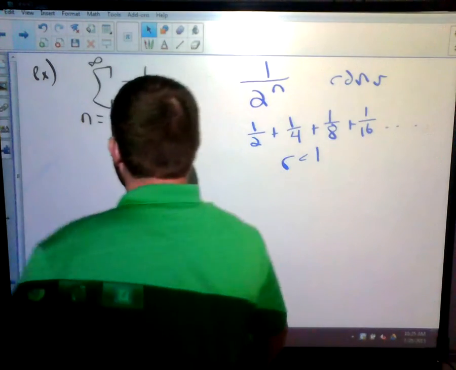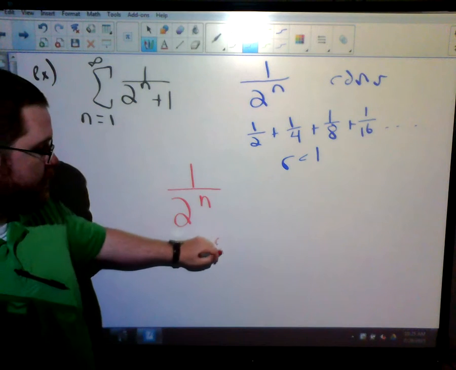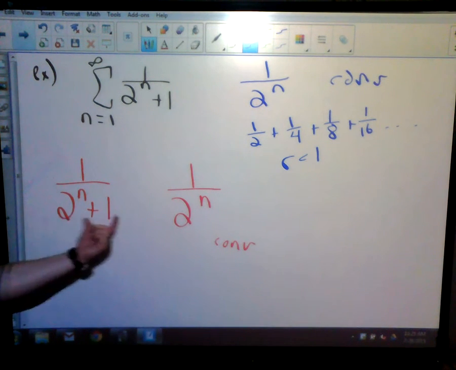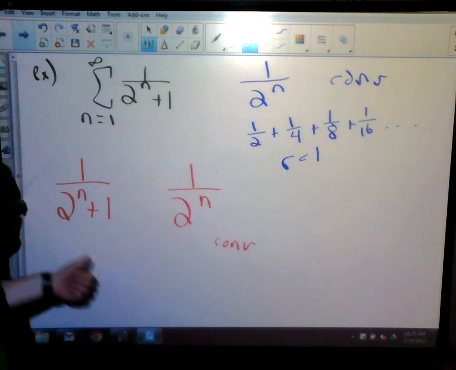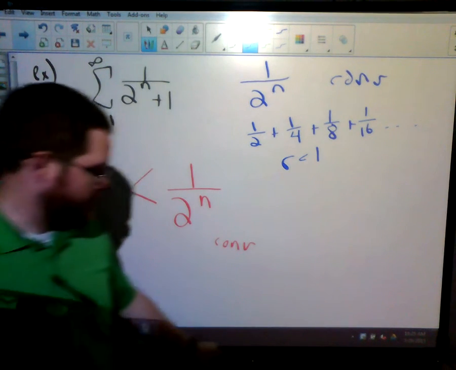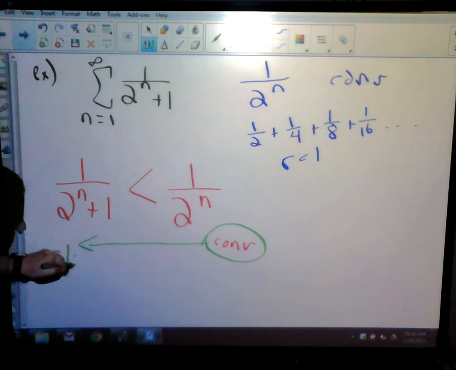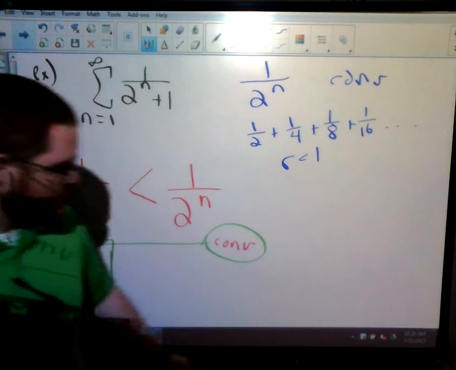So what are we going to compare? We're going to take the thing that we know, which converges, and we're going to compare it to the thing we don't know. Which of those two is bigger? Well, if it wasn't a fraction, this number is bigger than that number. But because this bottom is bigger than this, that means that the fraction is actually smaller. If the bigger thing converges, then it forces the little one to converge. So, 1 over 2 to the n plus 1 is convergent.